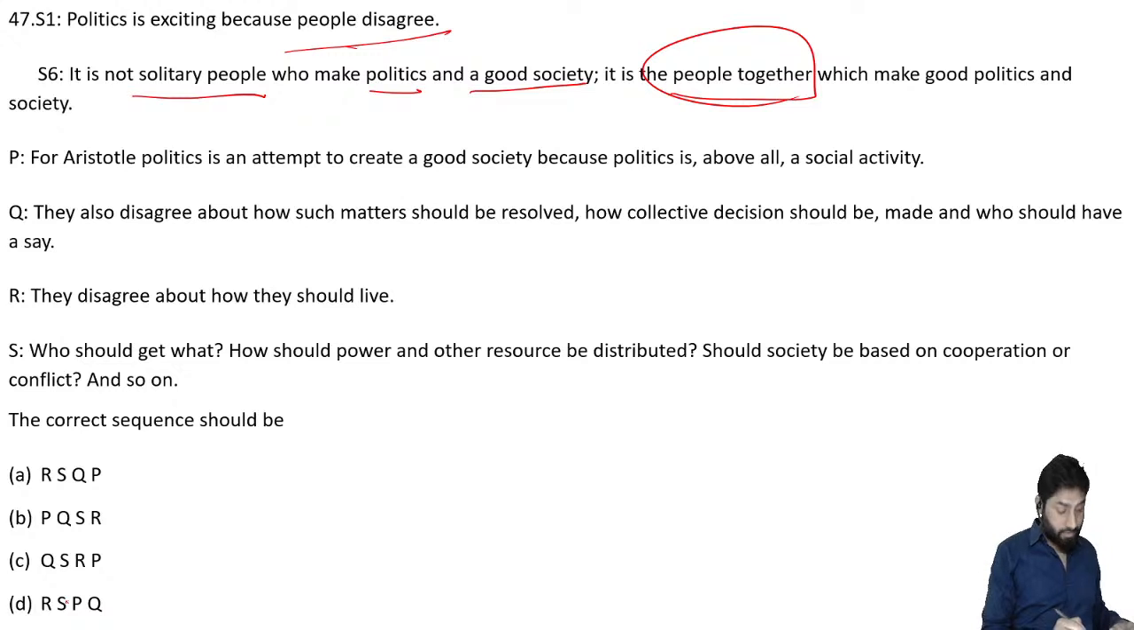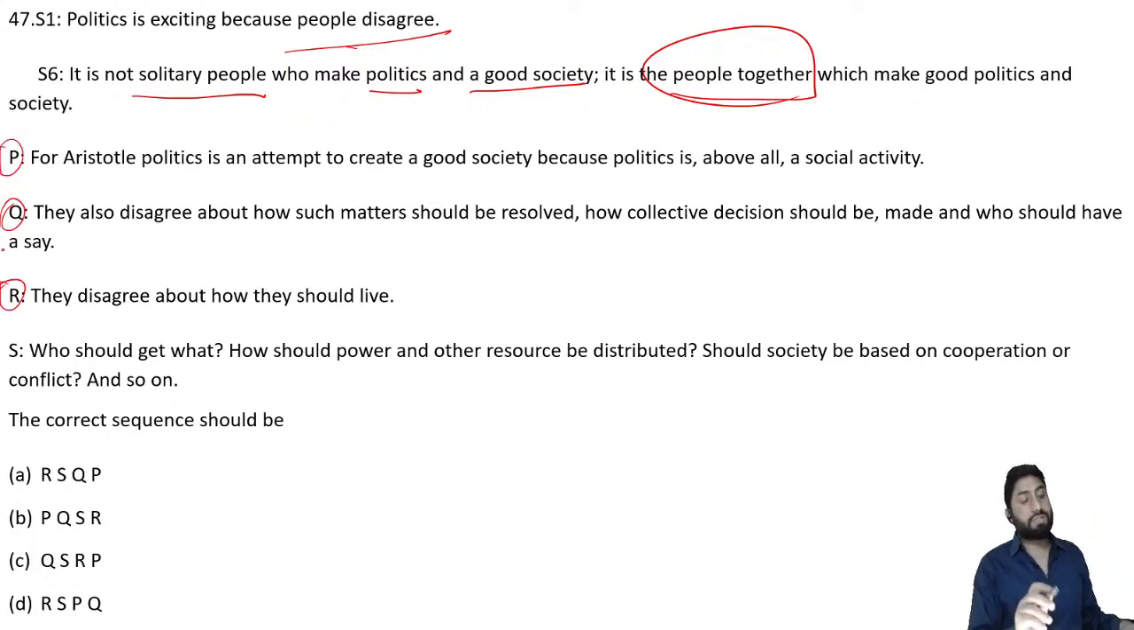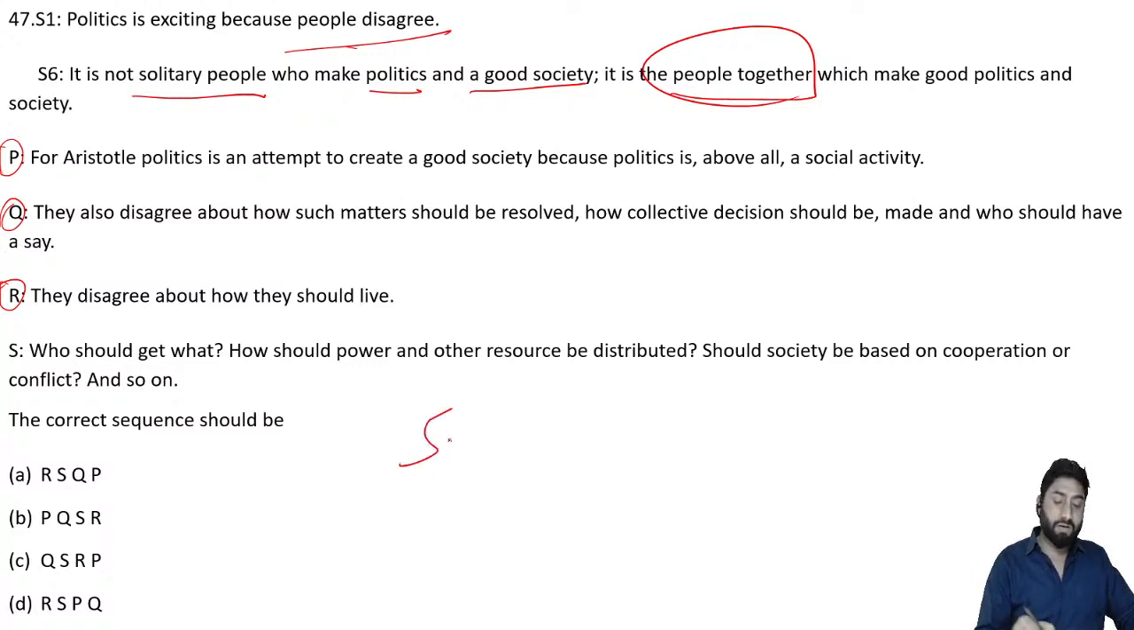Elimination RPQR. So anyway, so RPQ. इन्हीं तीनों में से एक है which forms the mandatory pair with S1. S1 के साथ mandatory pair कौन सा form करता है? Let's check that. Politics is exciting because people disagree. For Aristotle, politics is an attempt to create a good society because politics is above all a social activity. Politics is exciting because people disagree. All right. P के बाद Q है, right?